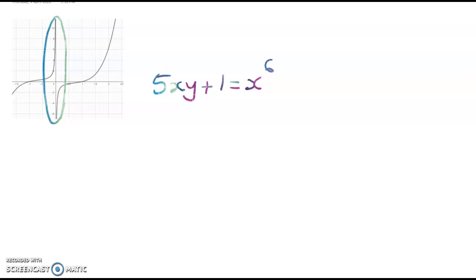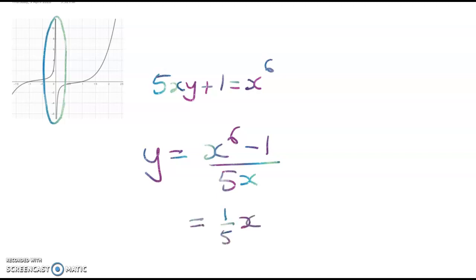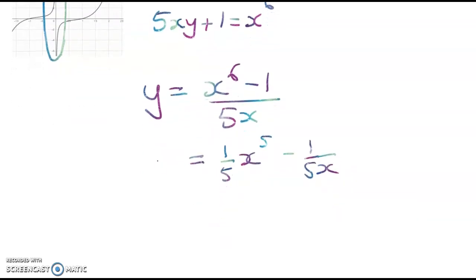And here's the reason why. This one is a function that we can very easily rewrite in terms of x. So y is equal to what? Well, I get x to the power of 6 minus 1 over 5x, which gives me 1/5 x to the power of 5 minus 1/5 times 1 over x. So why on earth would you do implicit when you could just do this?